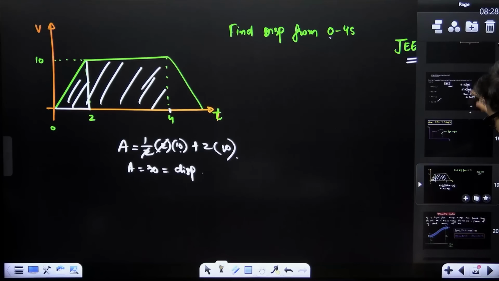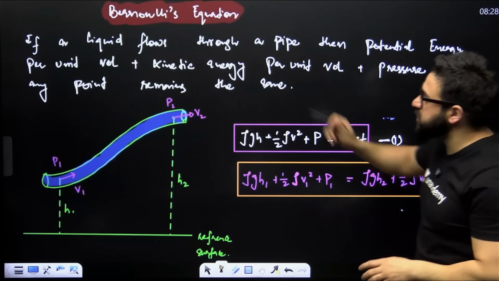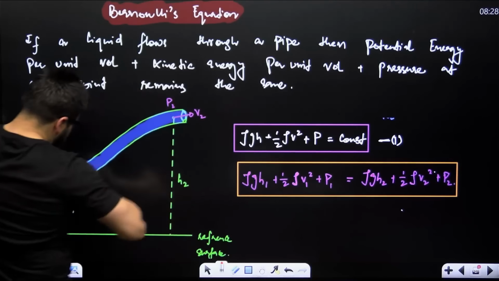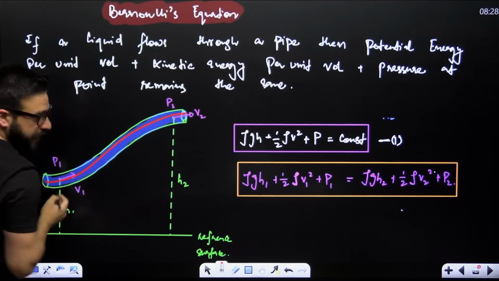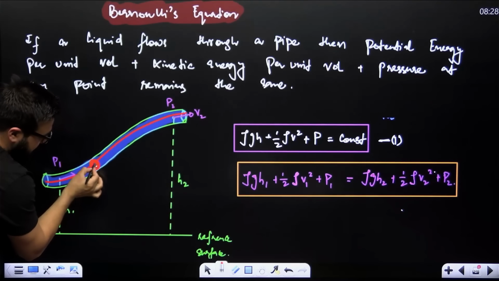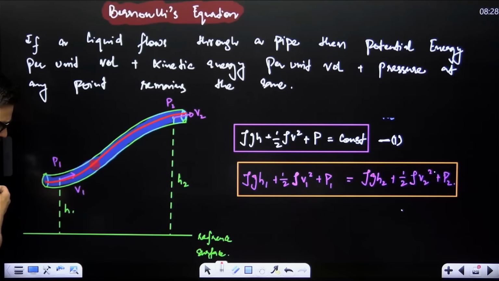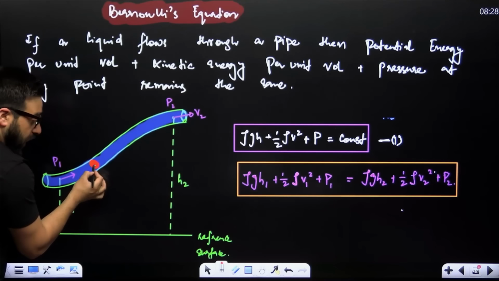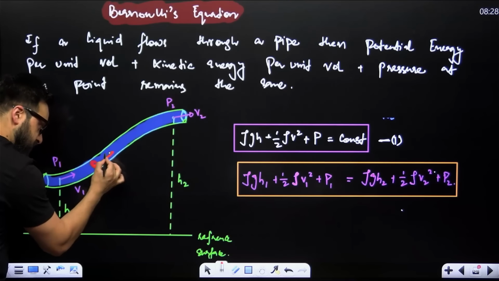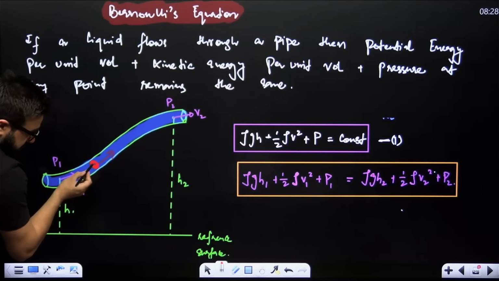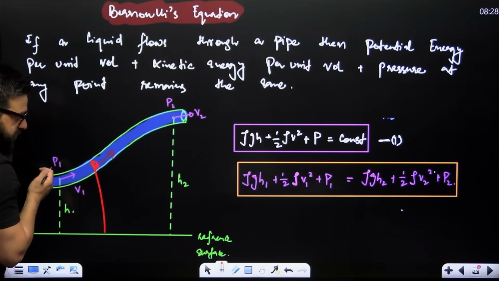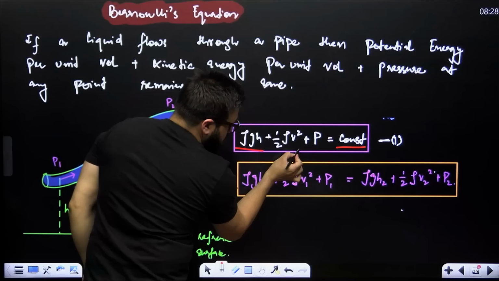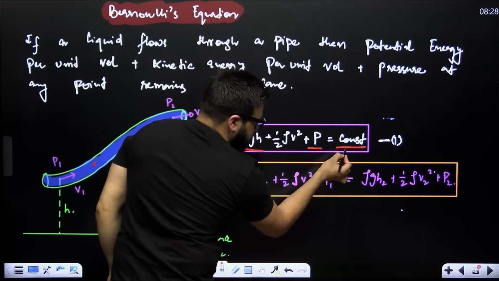Okay, yes. Now guys, one more important concept, Bernoulli's equation. What does Bernoulli's equation say? If the liquid is flowing through the pipe, if you take the unit volume of the liquid at any point, listen to me very carefully, the potential energy of this unit volume and the kinetic energy of this unit volume, since it is flowing, it has kinetic energy. It is at height h, so it will have potential energy. And the pressure at that point. Potential energy per unit volume, kinetic energy per unit volume, and pressure will remain constant.